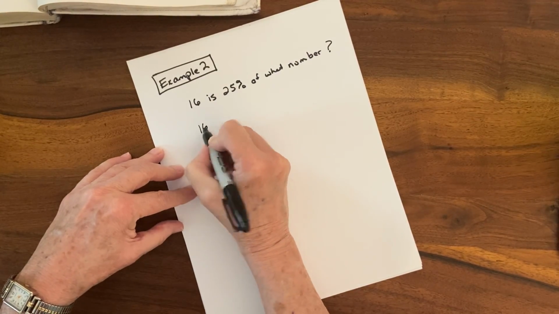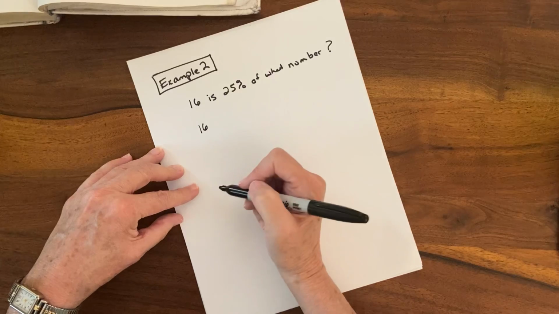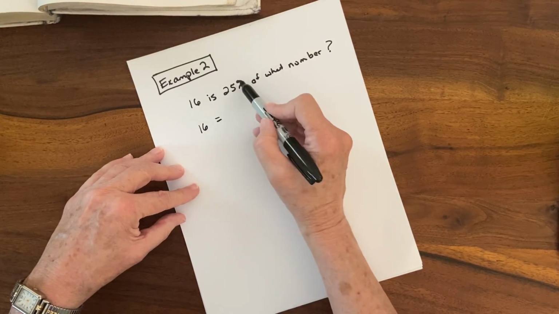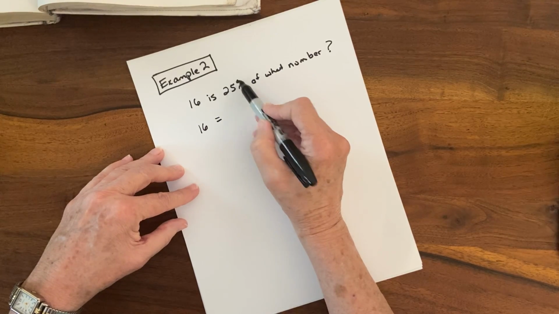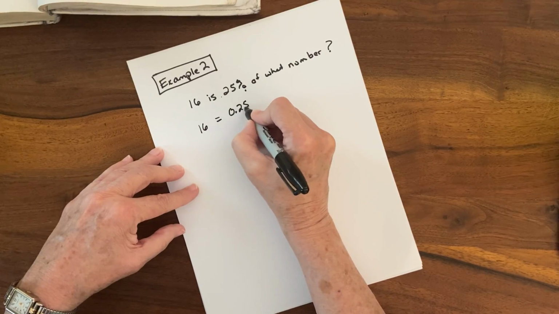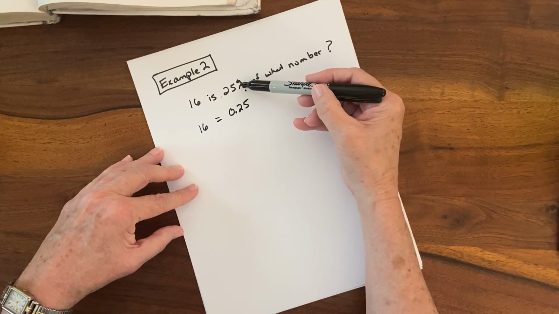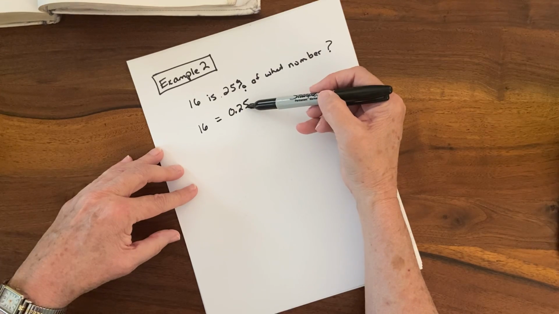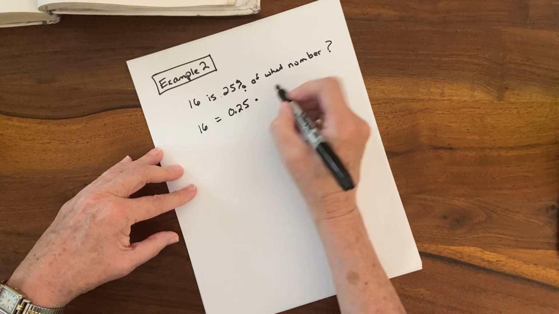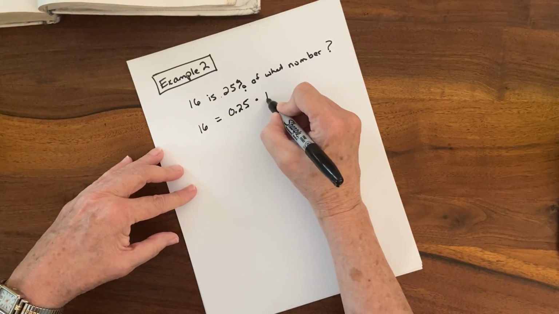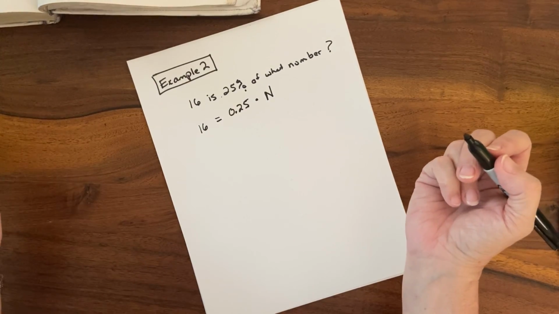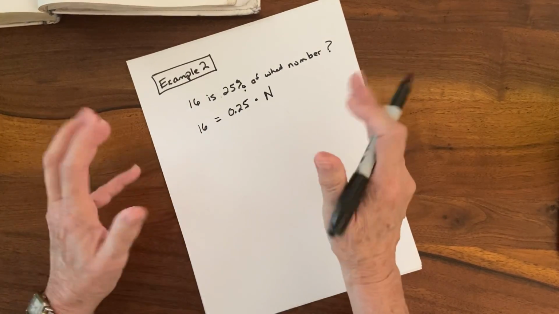16 is 25%. Remember, those 2 zeros in the percent sign mean I move my decimal over like that. So that's 25 out of 100, and that's 25 out of 100, right? Of means multiply, and my first name is Nan, so I'm going to use an N this time. I can use whatever I'd like. Okay, so now I have a math sentence, easy to use, right?